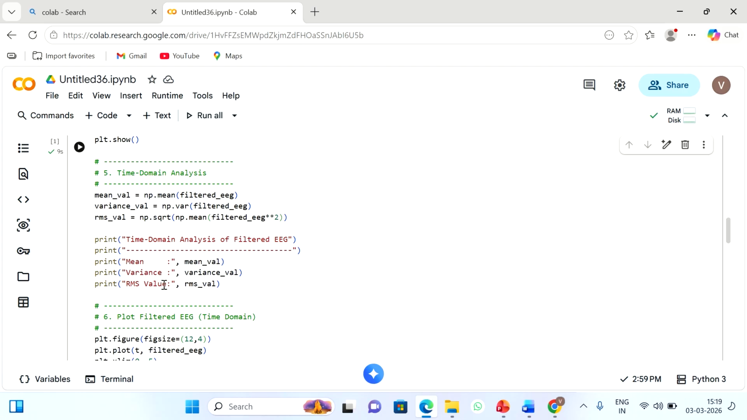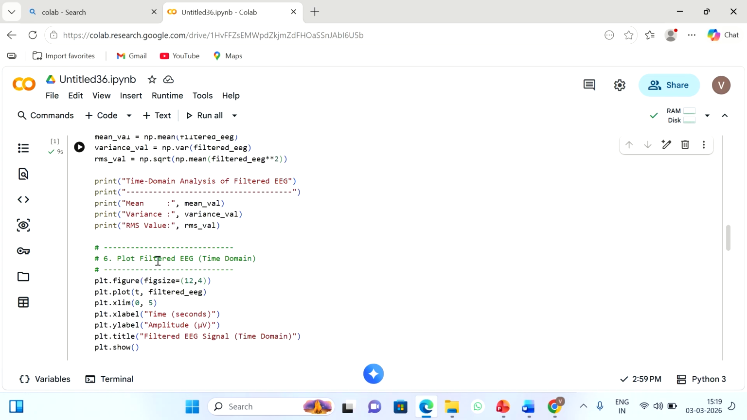And then time domain analysis of filtered EEG. The values will be evaluated and then printed. The mean value is printed, the variance value is printed, and the RMS value is printed. Finally, plot the filtered EEG in the time domain.